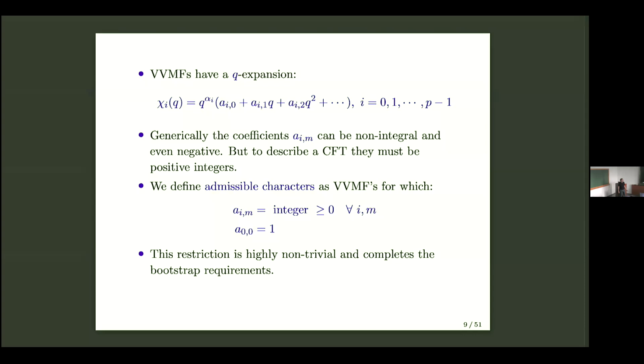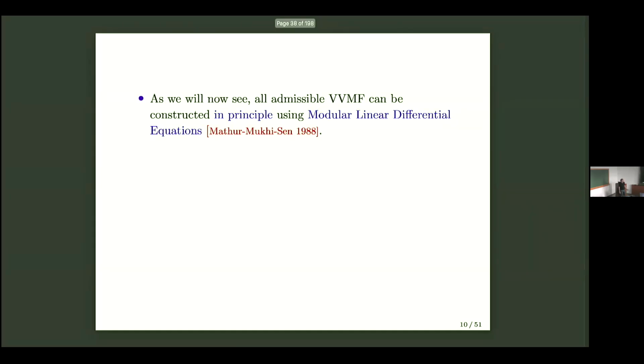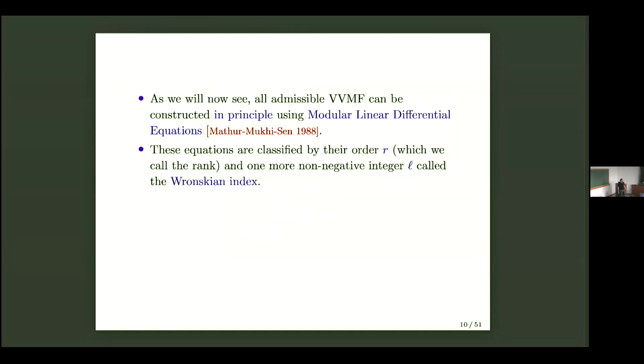Yeah, so this is the full set of bootstrap requirements: that the characters be admissible with these criteria and that they transform as vectors under the modular group. These are the bootstrap requirements. Okay. Now I'll talk about this old method which we developed to, in principle, construct all admissible vector valued modular forms using a class of differential equations called modular linear differential equations. And they're classified by two things. One is this order R, which is the order of the equation, namely the highest derivative in the equation.